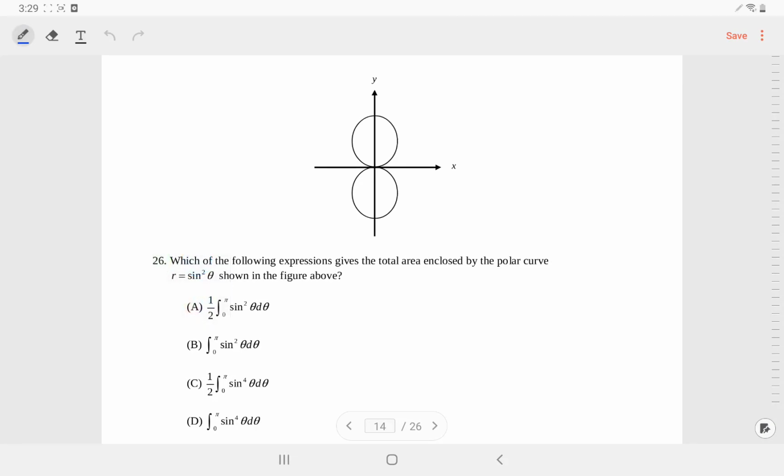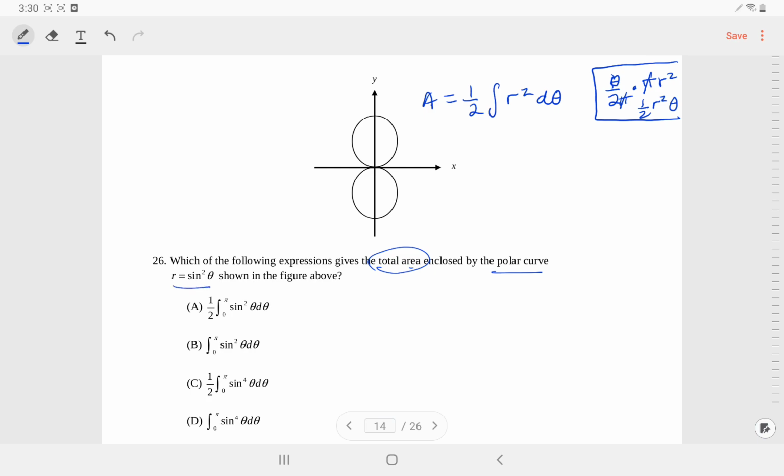Which of the following expressions give the total area enclosed by the polar curve? Remember the formula for area in polar. It comes from the area of a sector formula, theta over 2 pi times pi r squared. That's where 1/2 r squared theta comes from, and then we just change the theta into a d theta. I don't know if you'll need this for college or not. It'll just depend.